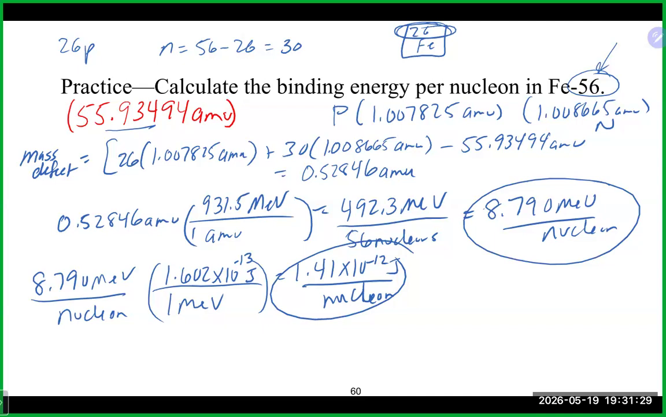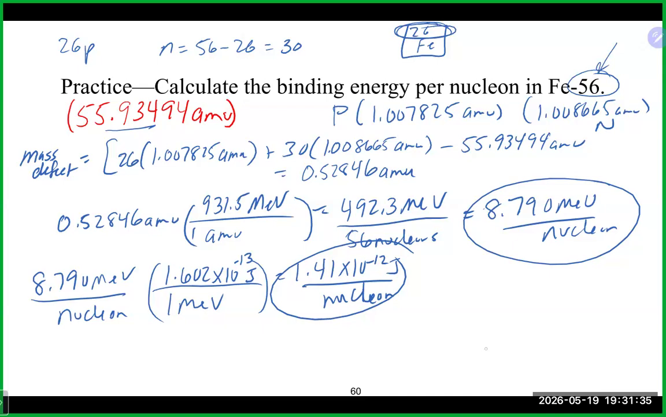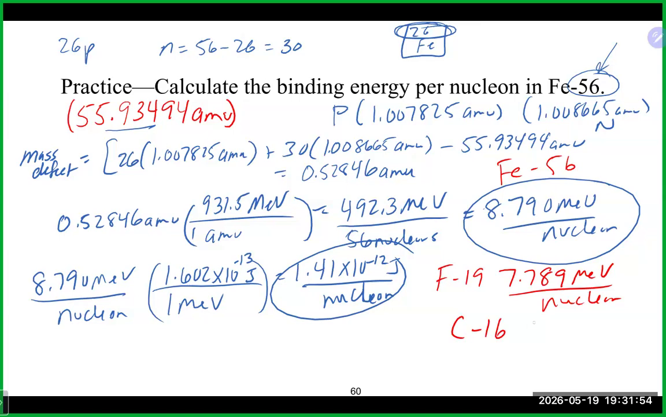Now, as I mentioned before, and as we saw in those graphs, binding energy per nucleon also measures stability. So if we look at the three that we just calculated here: iron 56, fluorine 19, I think it was, which was 7.789 mega electron volts per nucleon, and carbon 16, I think it was, 6.921 mega electron volts per nucleon. Again, we can see based on binding energy per nucleon, it is iron 56 that is the most stable.